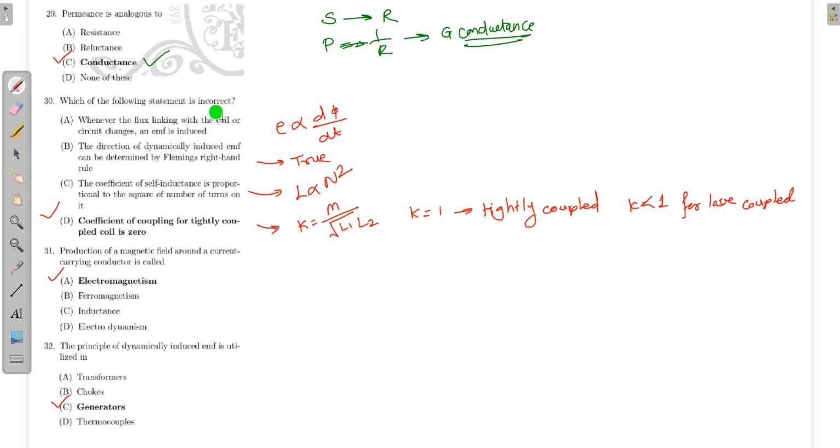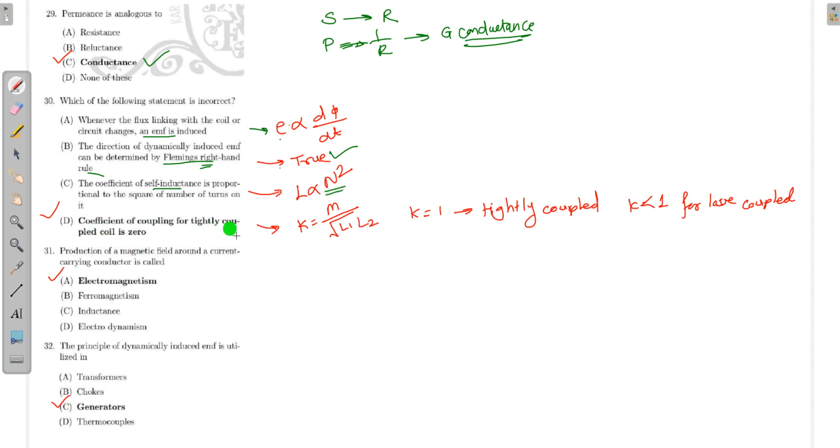Which of the following statements is correct? Whenever the flux linkage with the coil or circuit changes, EMF is induced in it. This is a true statement because E is proportional to d phi by dt. The direction of dynamically induced EMF can be determined by Fleming's left hand rule. Actually, Fleming's right hand rule is applicable for the direction of induced EMF, that is in a generator. So this is also true. The coefficient of self-inductance is proportional to the square of the number of turns. Yes, L is proportional to N square.